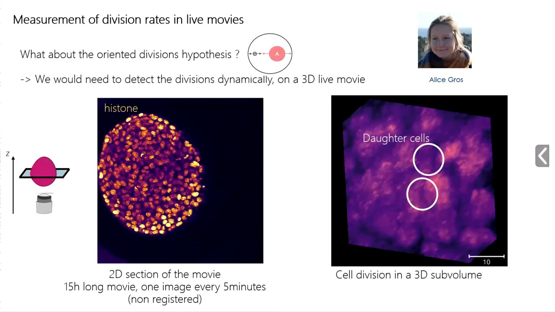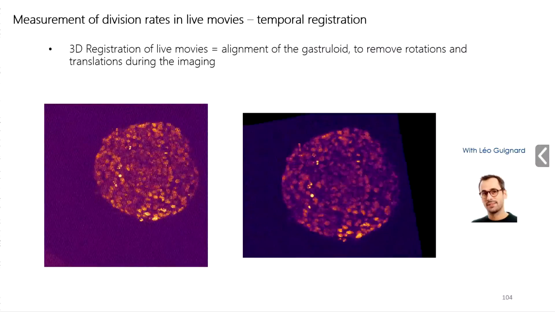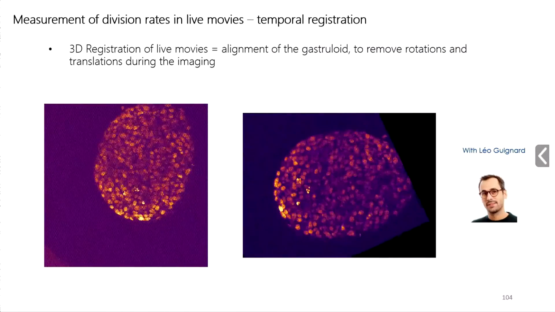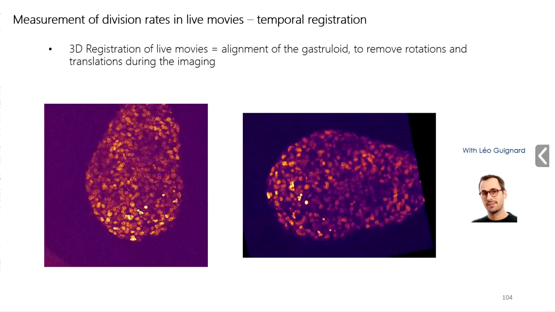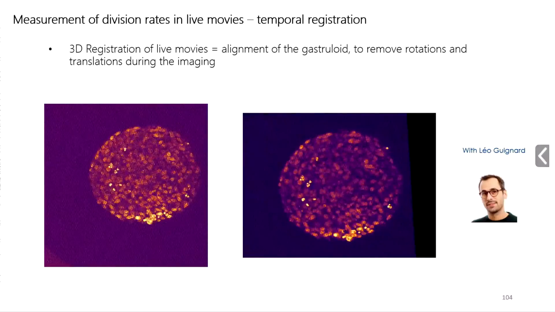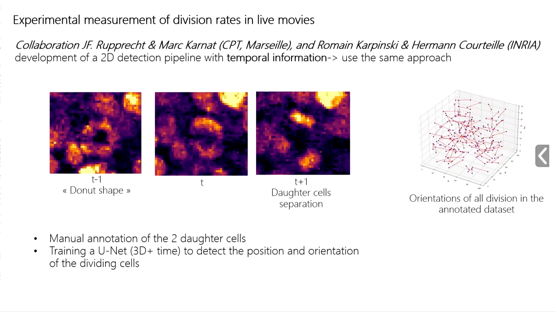And then you need to align in 3D, so we work a lot on how to register 3D movies. Alice is co-supervised by Leo on this. And we have been collaborating with Jean-François Ruprecht and engineers from INRIA to try a 3D UNet plus time network, where the network sees not only the time of the division. What really matters for us is this dipole, right? But what you give the network is a 3D image. Here it's 2D, but we give a cube of 3 consecutive times.